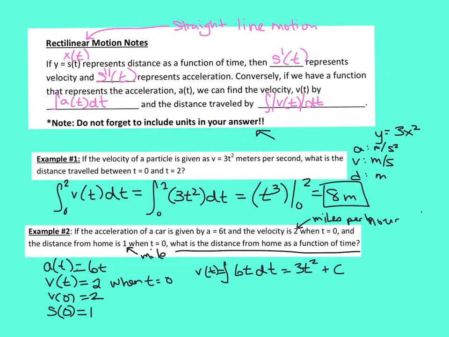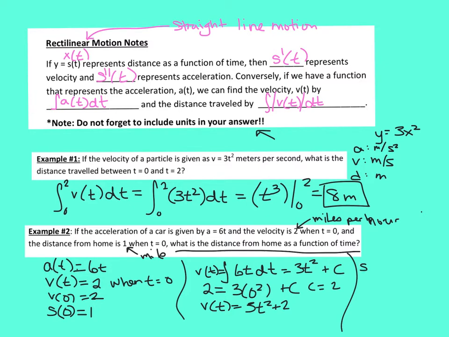And I know that v of t is equal to 2 when t equals 0. So I'm just going to get that c is equal to 2. So my velocity is equal to 3t squared plus 2. Again, it's a positive function. The y values of this velocity function are all positive, so we're not going to worry about that absolute value in our distance.